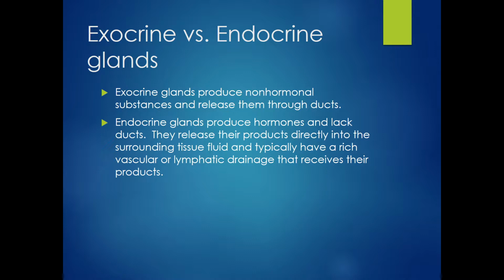So here's just the difference between exocrine and endocrine. Again, exocrine has ducts, endocrine does not. They have capillary beds, so they have a rich vascular or lymphatic drainage that receives their products.